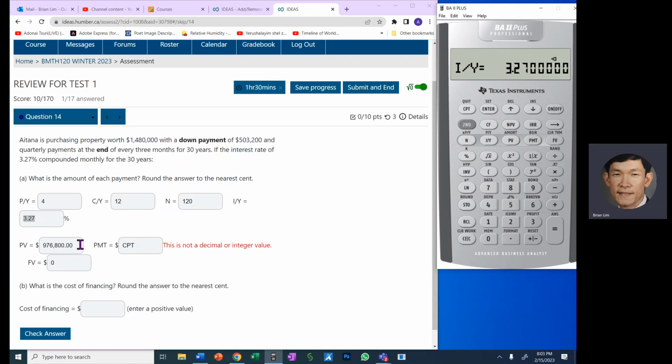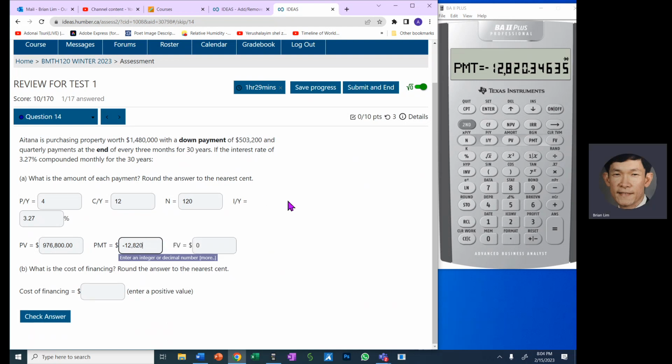Present value is this amount here, which we calculated before. Now let's recall present value, and it is $976,800. Payment is what we'd like to compute, and the future value is 0. So 0 for the future value, and we compute the payment. And the payment turns out to be negative. We can use the negative sign if we wish, meaning the payment is you're paying out, $12,820.35.